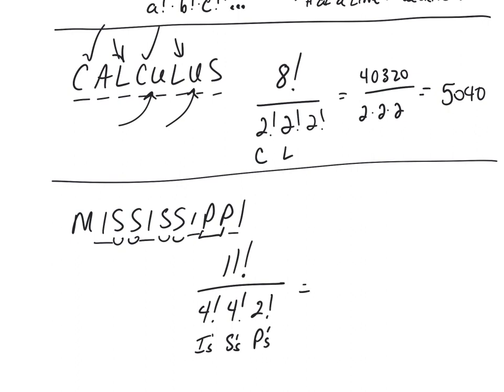And when you guys do the arithmetic on this one, 11 factorial divided by 4 factorial divided by 4 factorial and divided by 2 factorial, what we get as a result then is 34,650 distinguishable permutations for the letters in Mississippi. Okay? Alrighty.